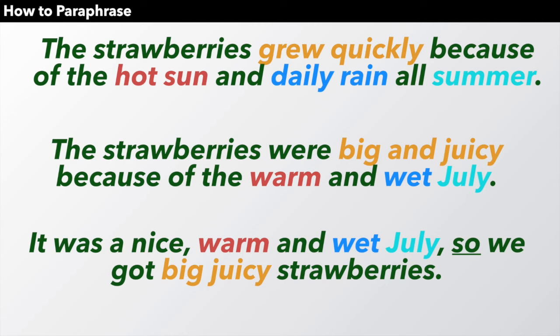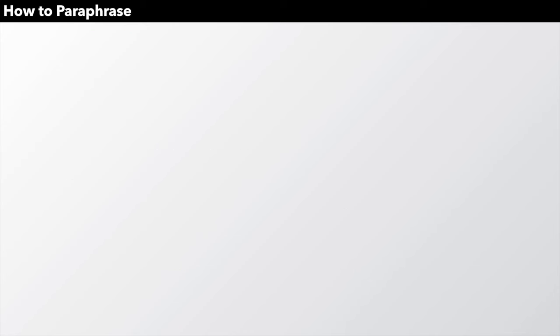And if we change the structure, we change it from a because sentence to a so sentence this time. It was a nice, warm, and wet July, so we got big, juicy strawberries. Paraphrase complete. And the third example.